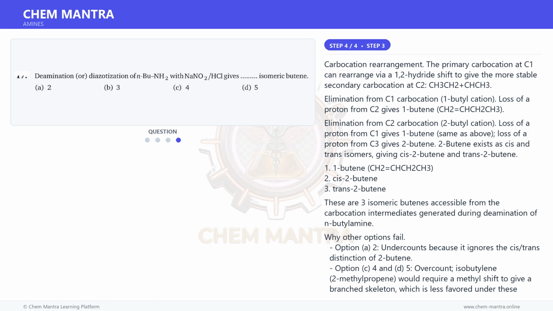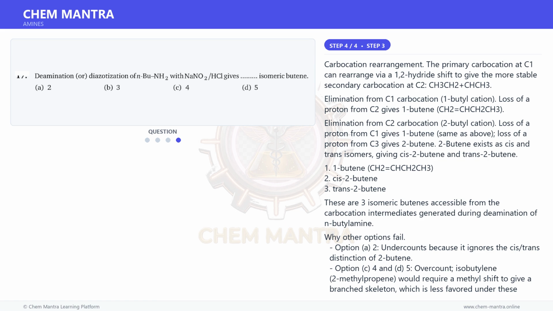1. 1-butene, CH2=CHCH2CH3. 2. cis-2-butene. 3. trans-2-butene. These are 3 isomeric butenes accessible from the carbocation intermediates generated during deamination of n-butylamine.